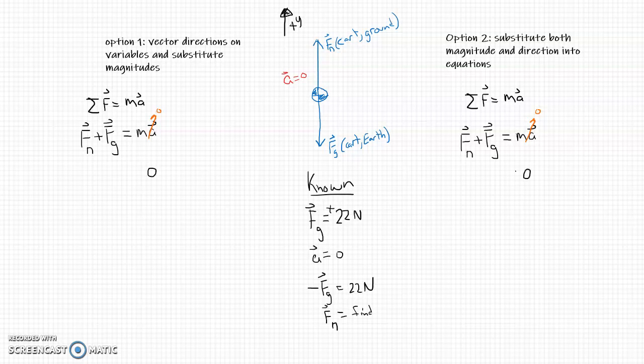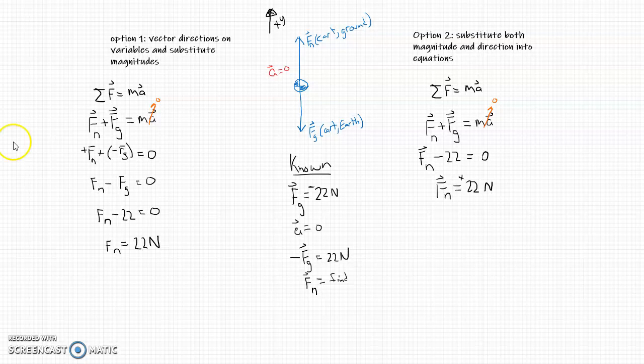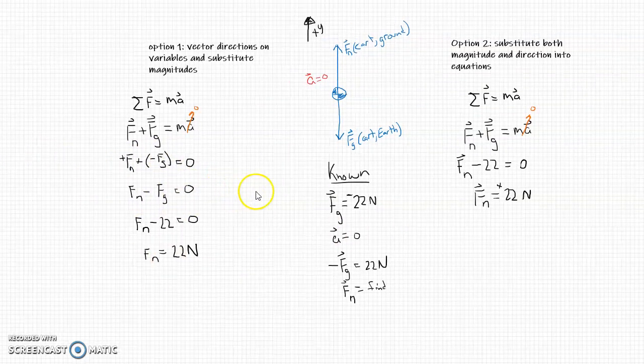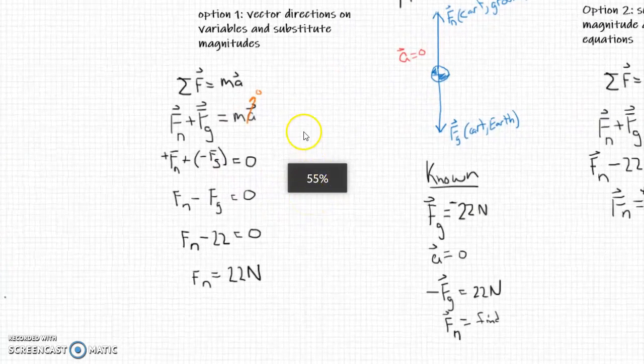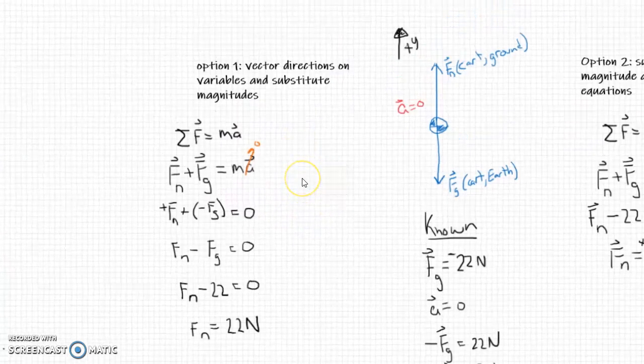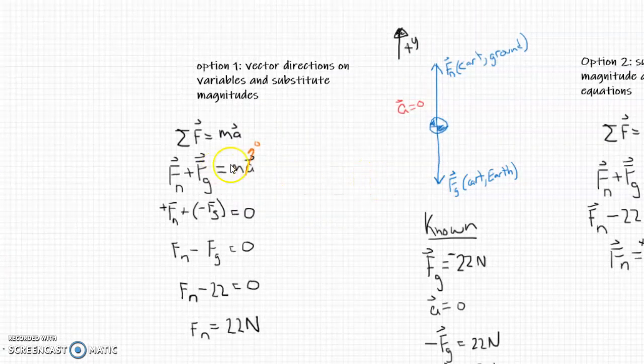Okay, so that would be one thing that I do. Usually I try to substitute zeros in early on in the process. Okay, so taking a look here in option 1, let me zoom in on what we're doing. Basically in option 1, we take that net force equation.